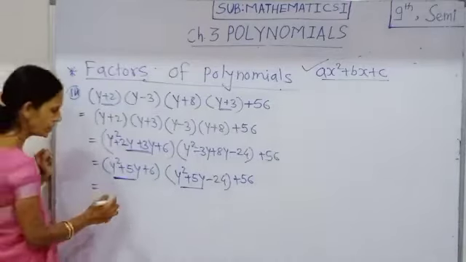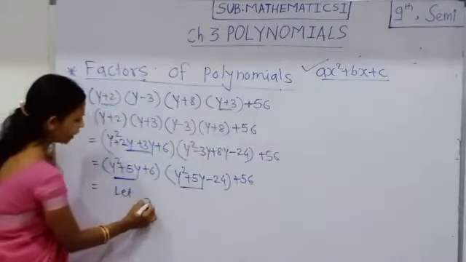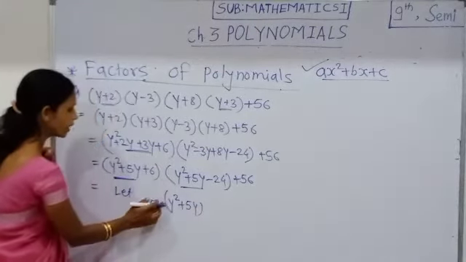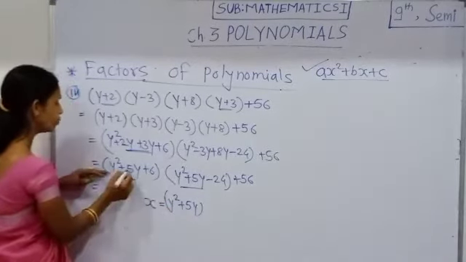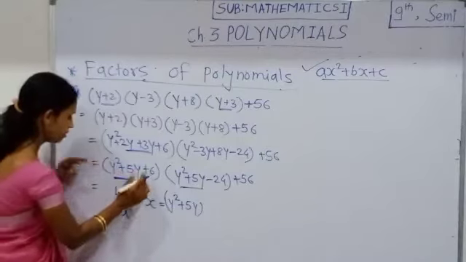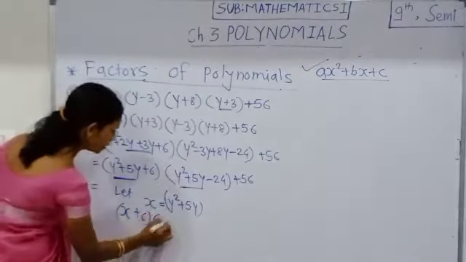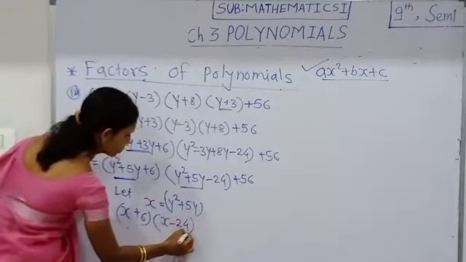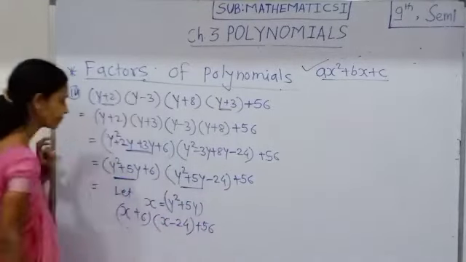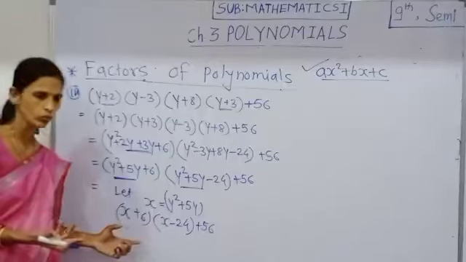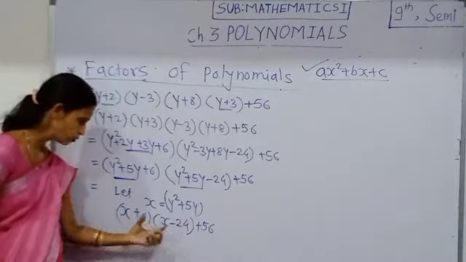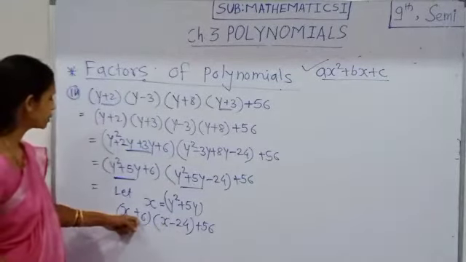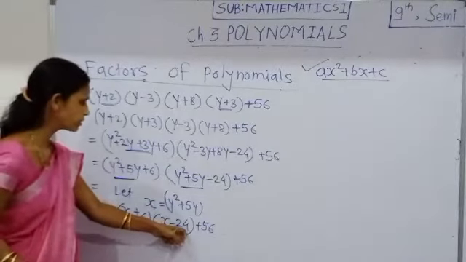Therefore let us consider a new variable, x is equal to y square plus 5y. For this term we have to consider x. Putting the value, y square plus 5y is x. Therefore here x plus 6 in one bracket, and x minus 24 in another, plus 56. Here we get new brackets which are binomial into binomial.